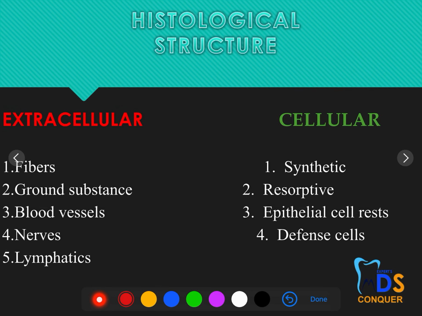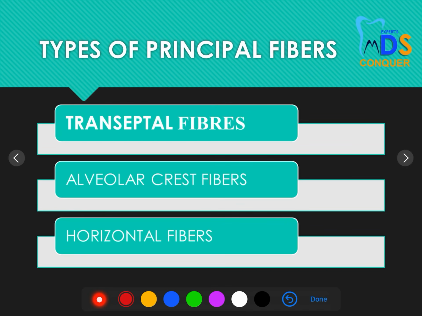And you have to make a note of the extracellular and the cellular components in that. Anything other than cells is extracellular. So it can be fibers, ground substance, blood vessels, nerves, lymphatics. And the important part is which are all the cells present in the periodontal ligament. That is synthetic, resorptive, epithelial cell rest and defense cells.